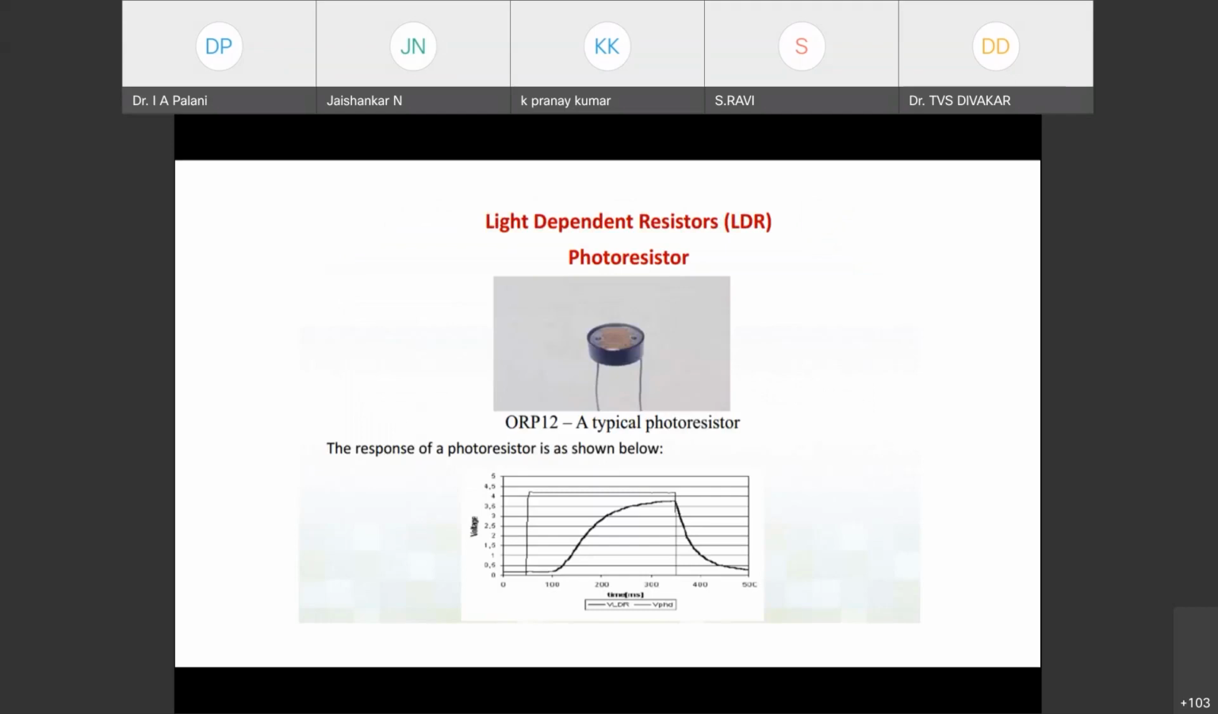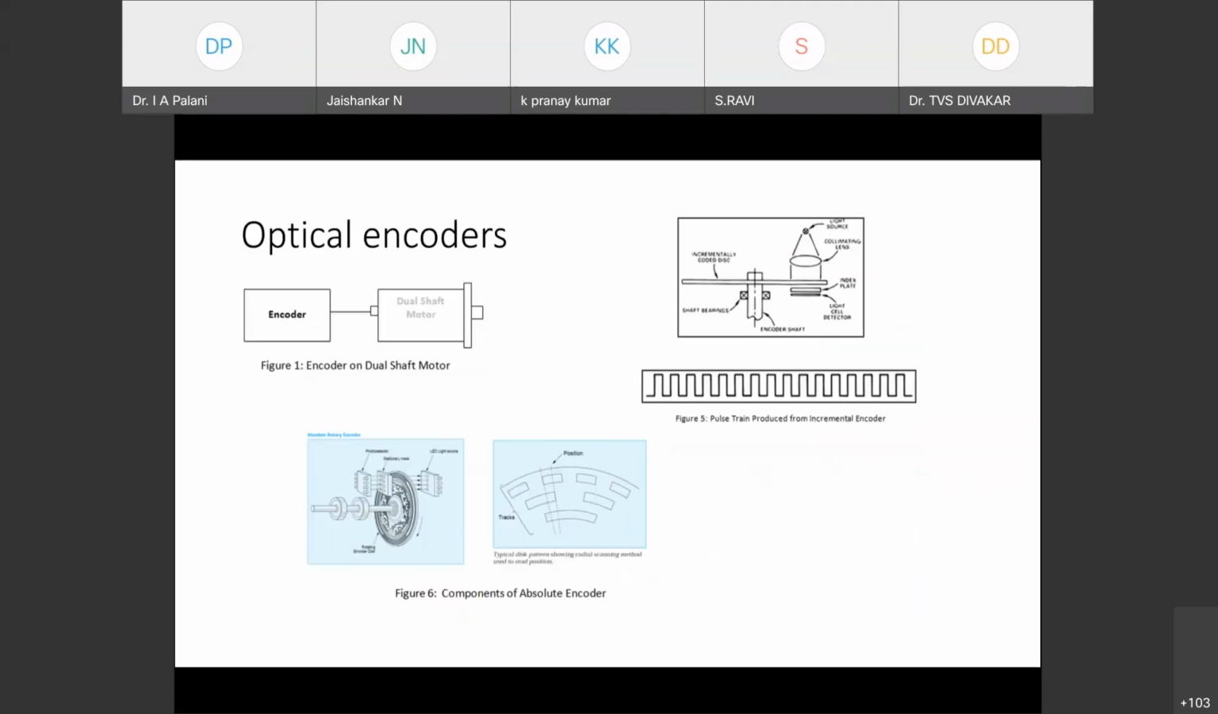So when there is a low level of intensity, you can appropriately capture the signal. It has its own application towards sensing minute lights, or it is even used for measuring a change in displacement, where an LDR can be used. Okay, next one is about an optical encoder.